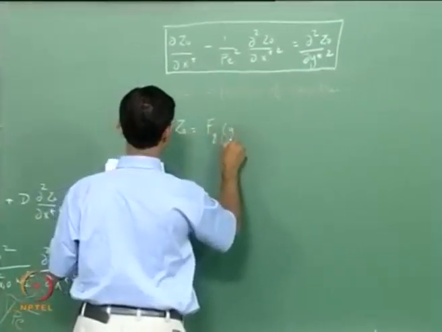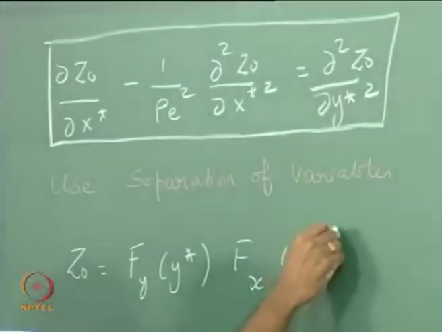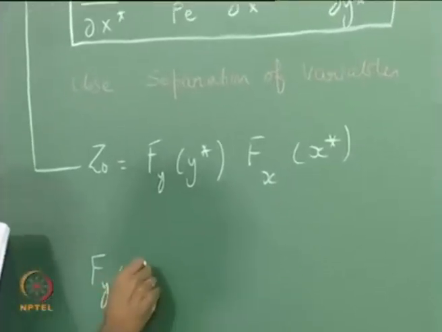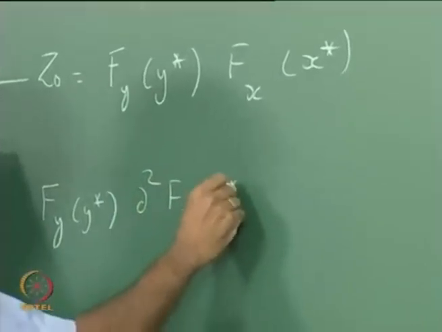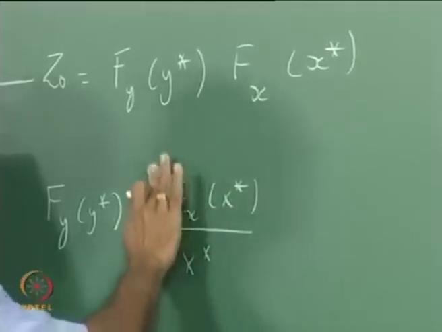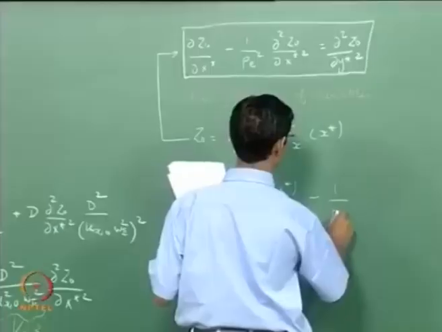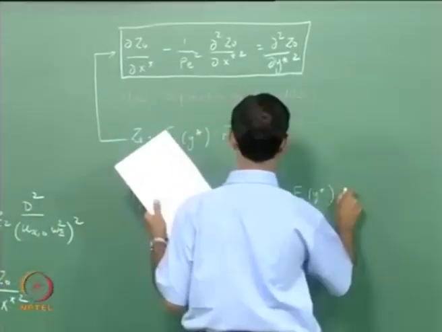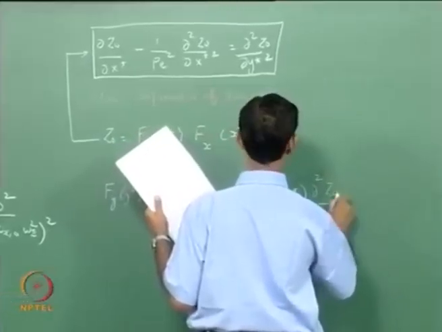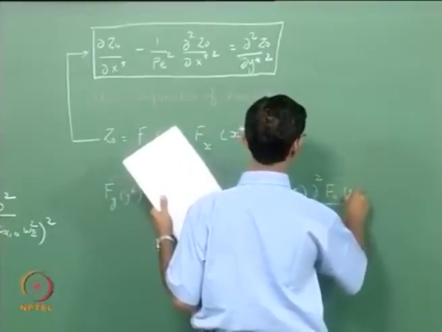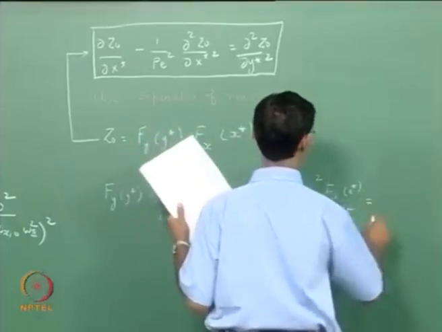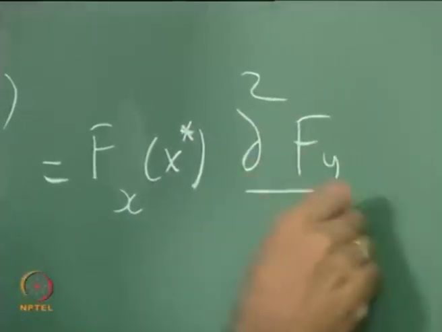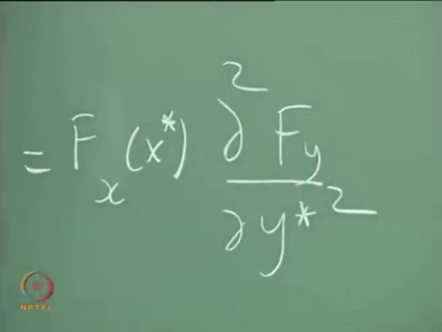equal to fy of y star into fx of x star, and substitute it here, what you would get is fy of y star d squared fx of x star divided by dx star squared, minus 1 over Peclet squared, fy of y star, d squared z0 by... equal to fx of x star into d squared fy of... I hope this is right, please let me know.